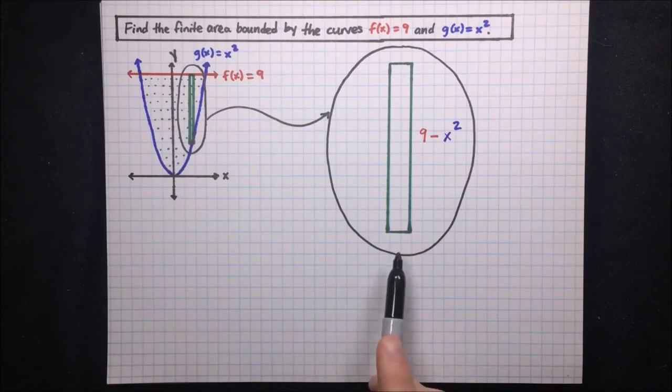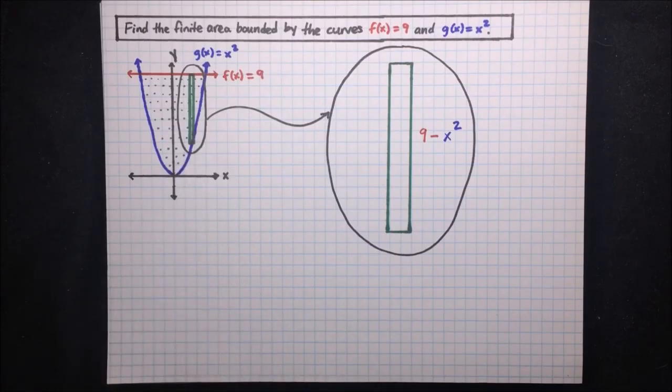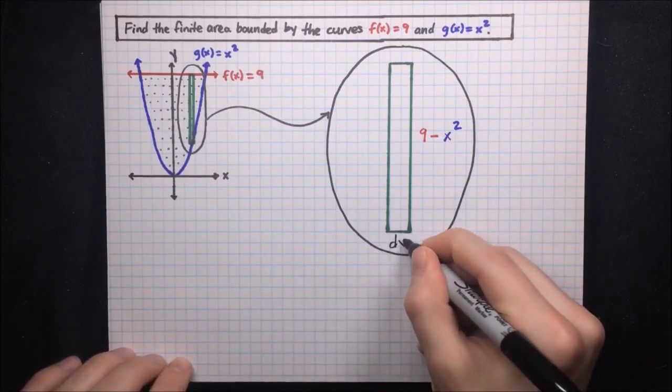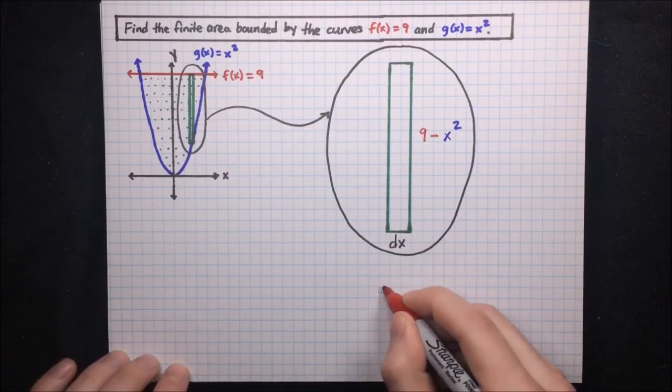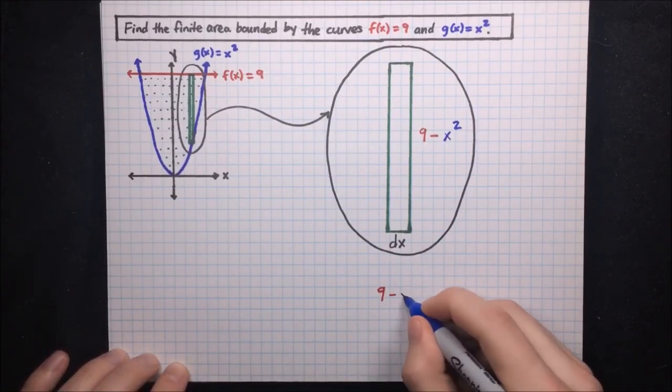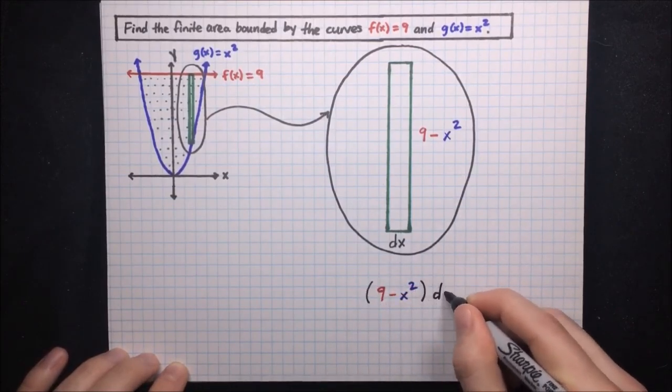Okay, and how about the width of the rectangle? Well, the width is just some distance in the x direction. It's a really small distance. In fact, an infinitesimally small distance, just like we use in Riemann sums. And the way we write an infinitesimally small distance along the x-axis is with dx. Now, the area of this rectangle here just comes from multiplying these two dimensions together. So we have 9 minus x squared times dx.